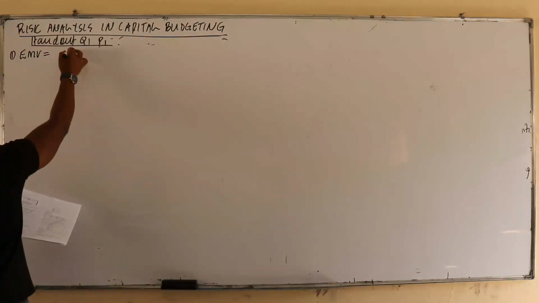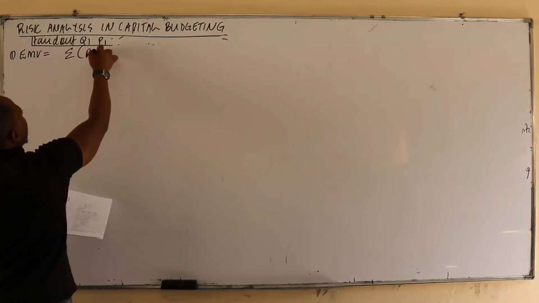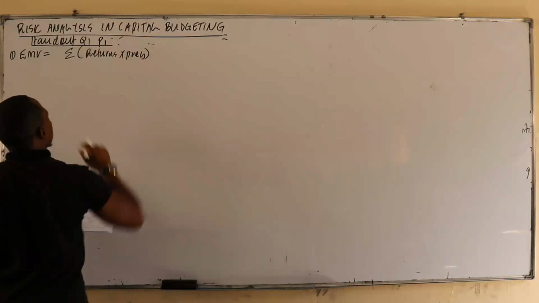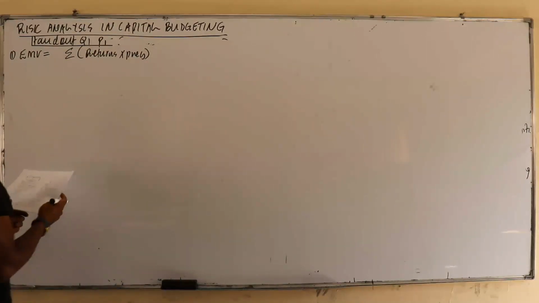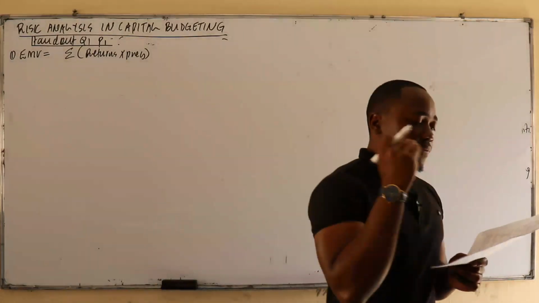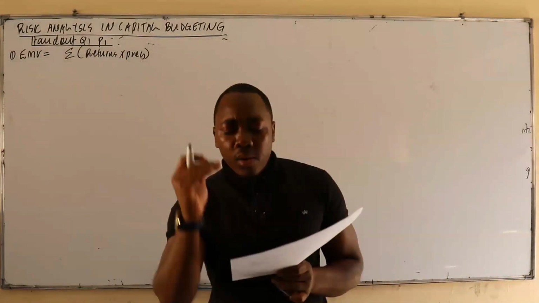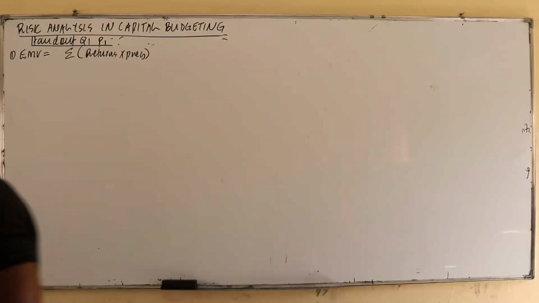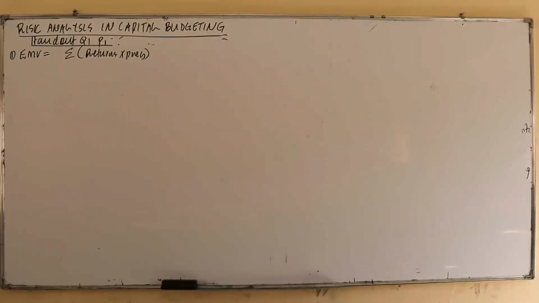How do we get the EMV? It is a summation of returns you multiply by the probability. Kindly don't write. I'll give you time to write. So we are given the annual cash flows, 40, 50, and 60. Then you're given the probability. What does it mean? You're given probability because they are uncertain. That uncertainty is what gives rise to risk.